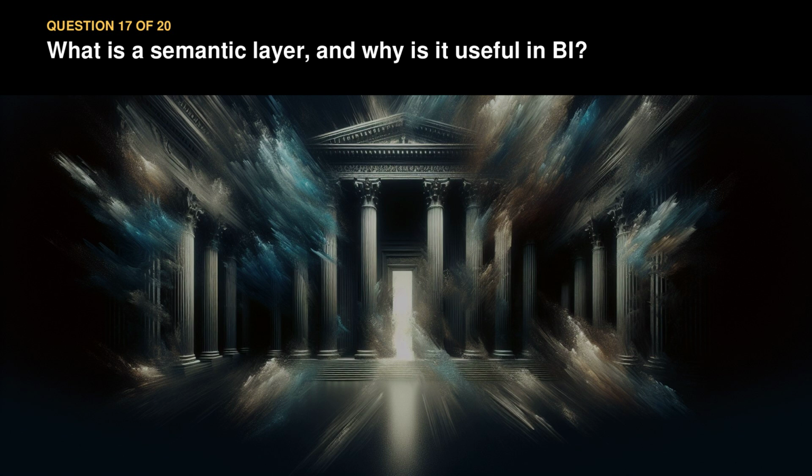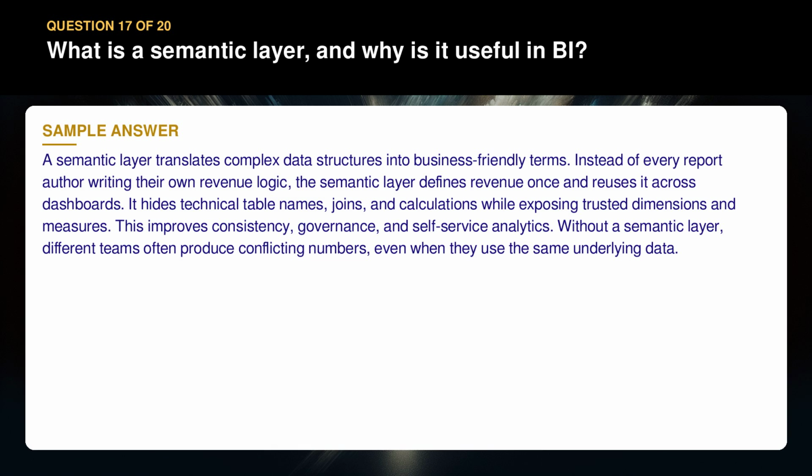Question 17. What is a semantic layer, and why is it useful in BI? A semantic layer translates complex data structures into business-friendly terms. Instead of every report author writing their own revenue logic, the semantic layer defines revenue once and reuses it across dashboards. It hides technical table names, joins, and calculations, while exposing trusted dimensions and measures. This improves consistency, governance, and self-service analytics.